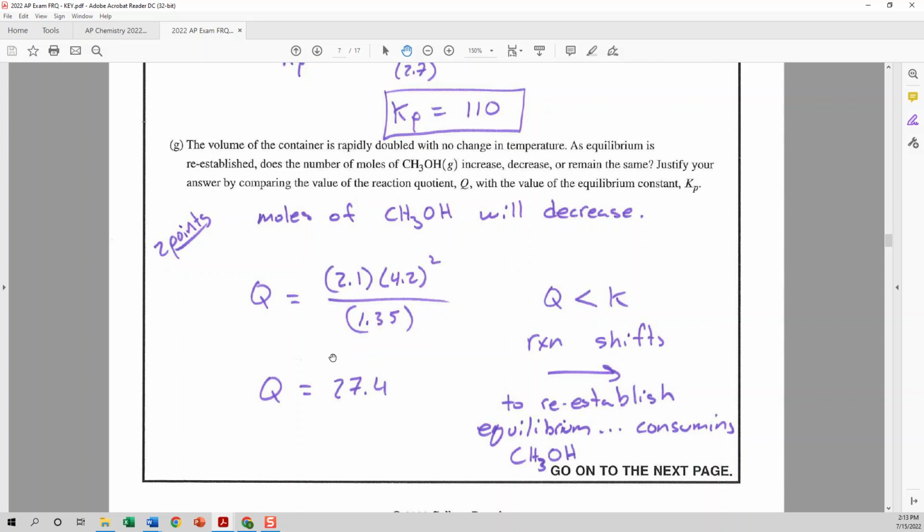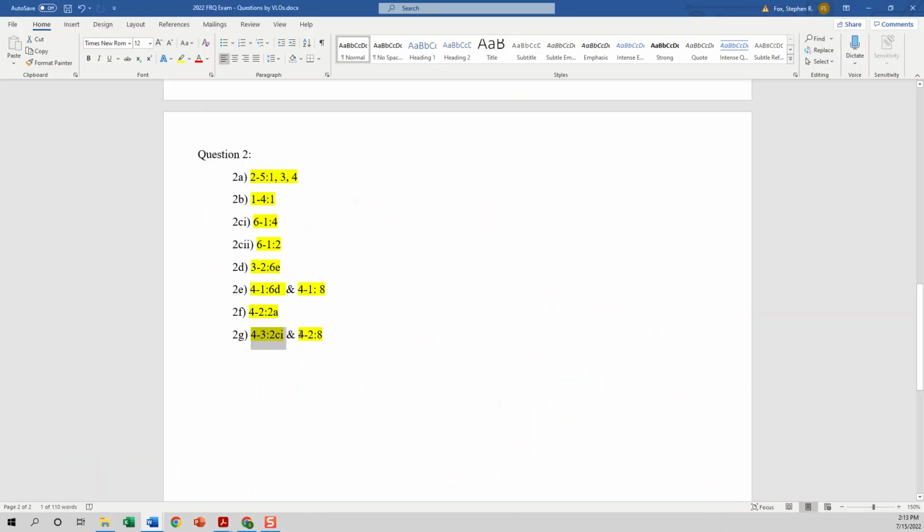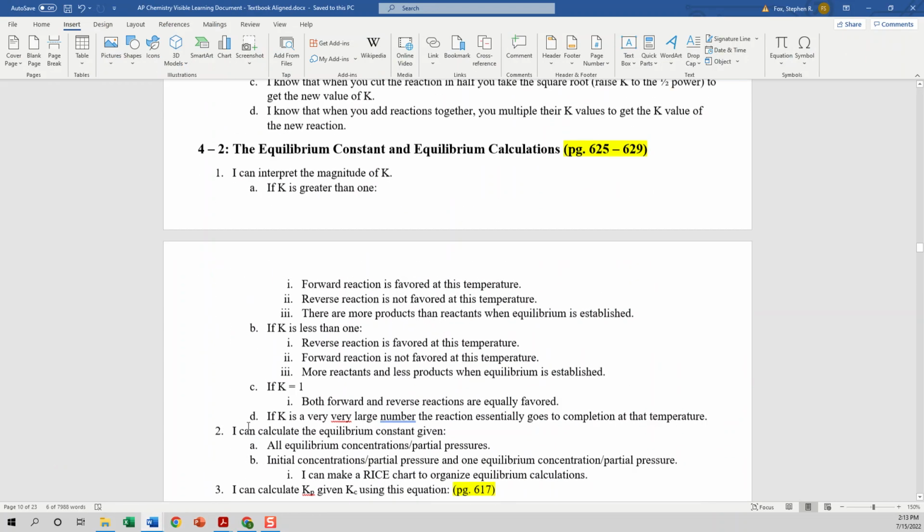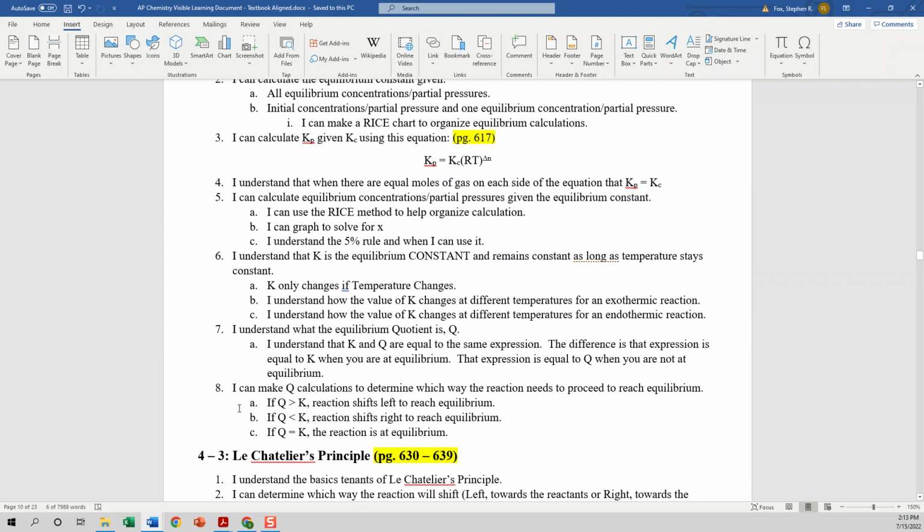So for the Q calculation, if we go back to the visible learning, 4-28. So I want to show you where that is. 4-28: I can make Q calculations to determine which way the reaction needs to proceed to reach equilibrium. And it's telling you if Q is greater than K, it shifts to the left. If Q is less than K, it's going to shift to the right. So we know it's shifting right, so Q has to be less than K, but let's understand how to do a Q calculation.